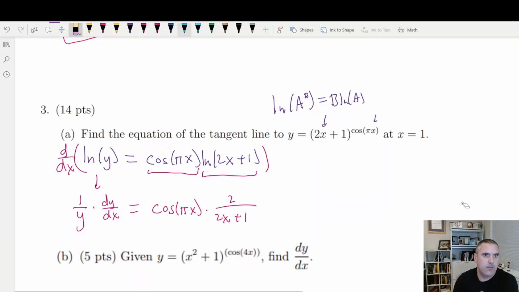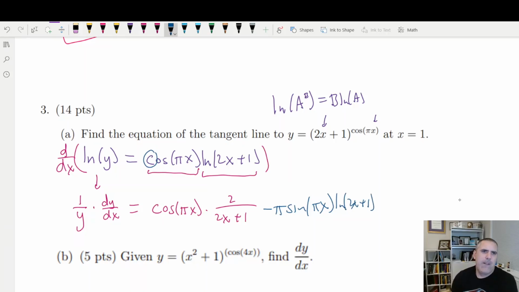minus sine. Love's law of the c's. If it starts with the c, the derivative is negative. Negative pi sine of pi x log of 2x plus 1. Now, honestly, in a question that says find the value at 1, I am not inclined to simplify because I know I'm trying to find the equation of the tangent line at 1. And so I don't really need to simplify anything.